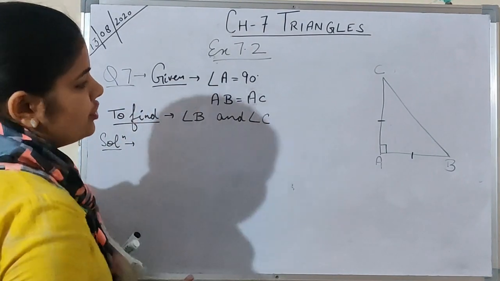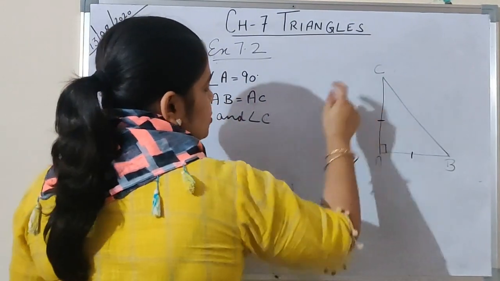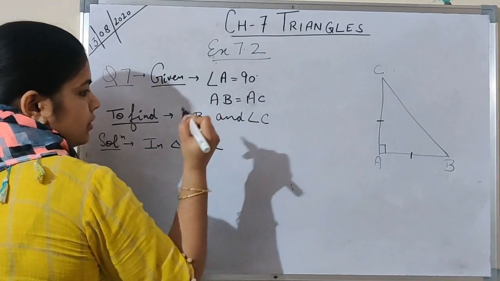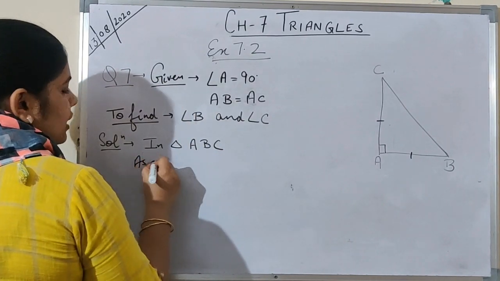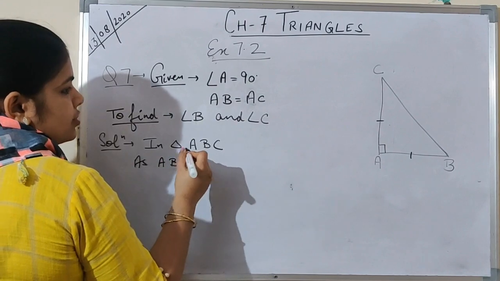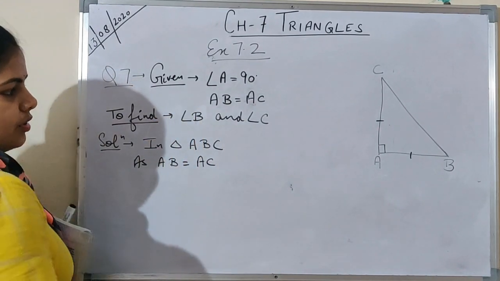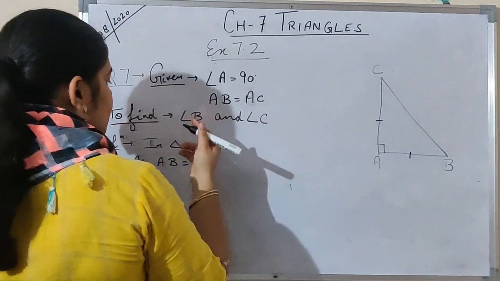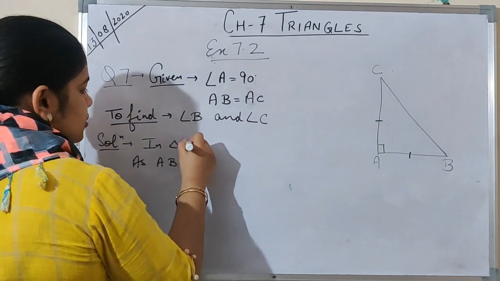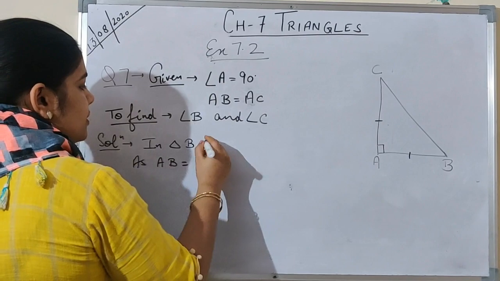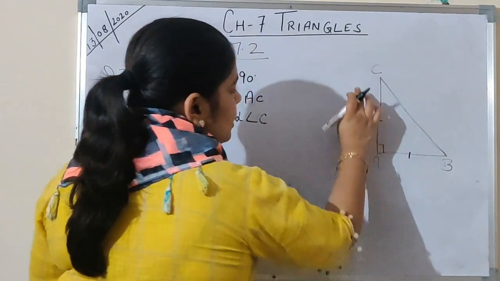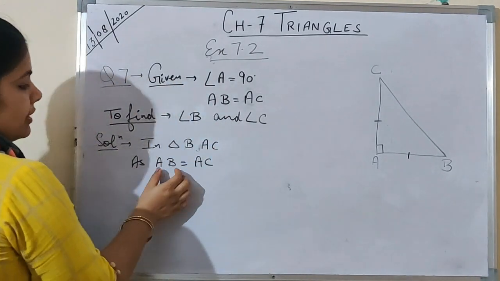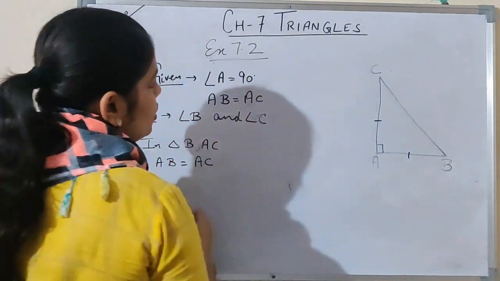As we know that in our triangle ABC, AB is equal to AC. So what can we write? First I'm writing that in triangle ABC, what is given? That AB is equal to AC. Is this okay? Now listen. As angle A is given as 90 degrees, mention it in between B and C. So I'm writing here in triangle BAC. Is this clear? Now what is given in triangle BAC? That AB is equal to AC.